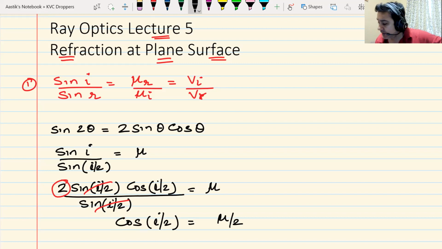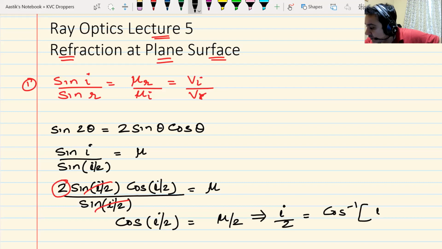Again, I will have to apply more maths. So I get to the next steps. I by 2 will be equal to cos inverse. I hope you know inverse function. Cos inverse mu by 2. And now I come to my last step. I is equal to 2 times cos inverse mu by 2.